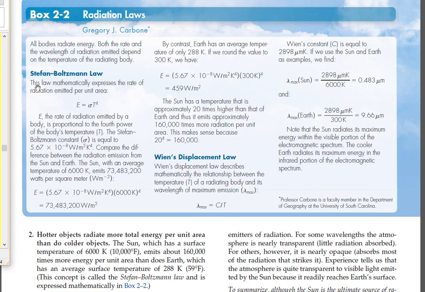If we use the Sun and Earth as examples, we find lambda max for the Sun equals 2898 micrometer times Kelvin divided by 6000 Kelvin, equals 0.483 micrometer, and lambda max for the Earth equals 2898 micrometer times Kelvin divided by 300 Kelvin, equals 9.66 micrometer. Note that the Sun radiates its maximum energy within the visible portion of the electromagnetic spectrum. The cooler Earth radiates its maximum energy in the infrared portion of the electromagnetic spectrum.